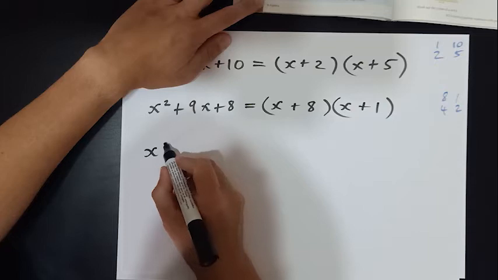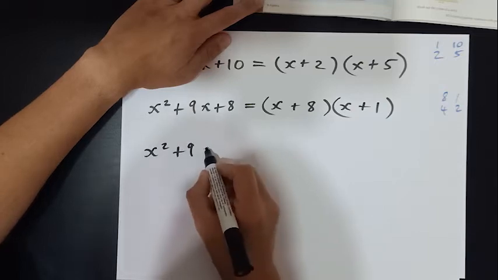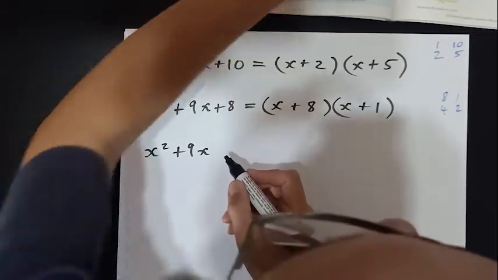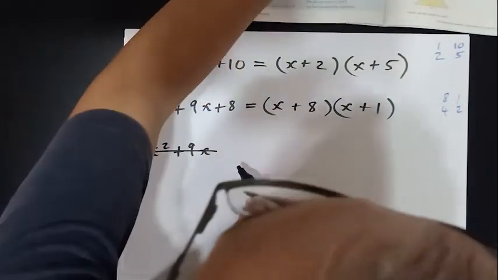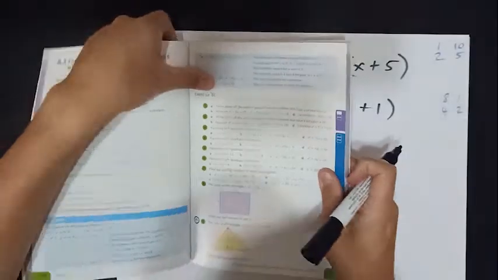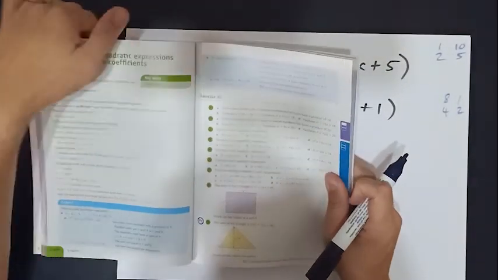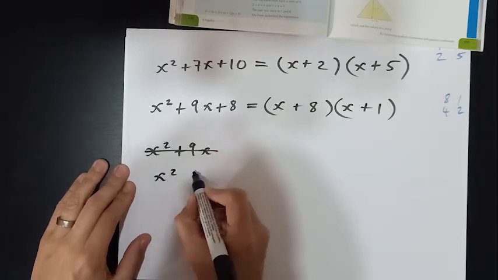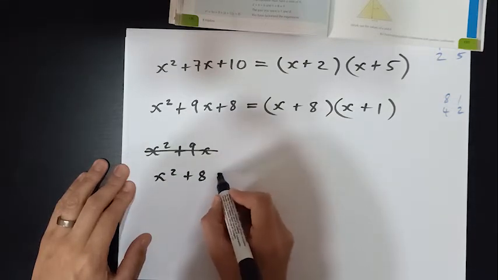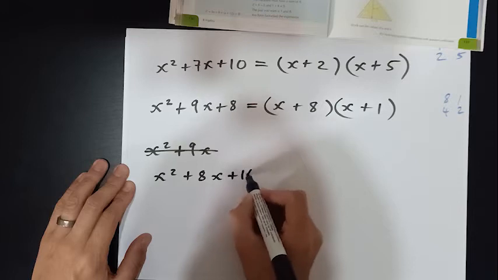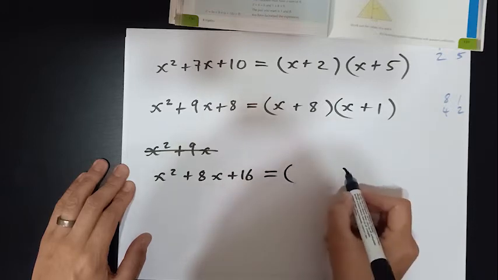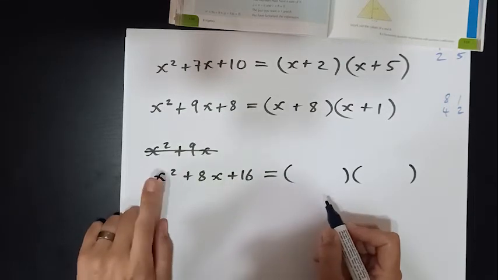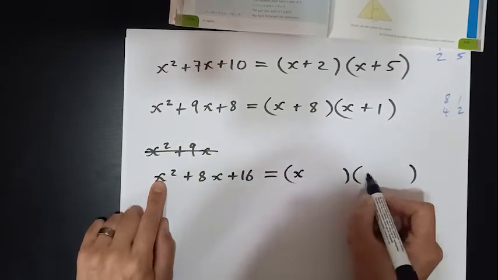And example B. No, that's the same example. Example B is right up here: x squared plus 8x plus 16. Again, there's only one x squared here, so we know that's going to be x and that's going to be x.